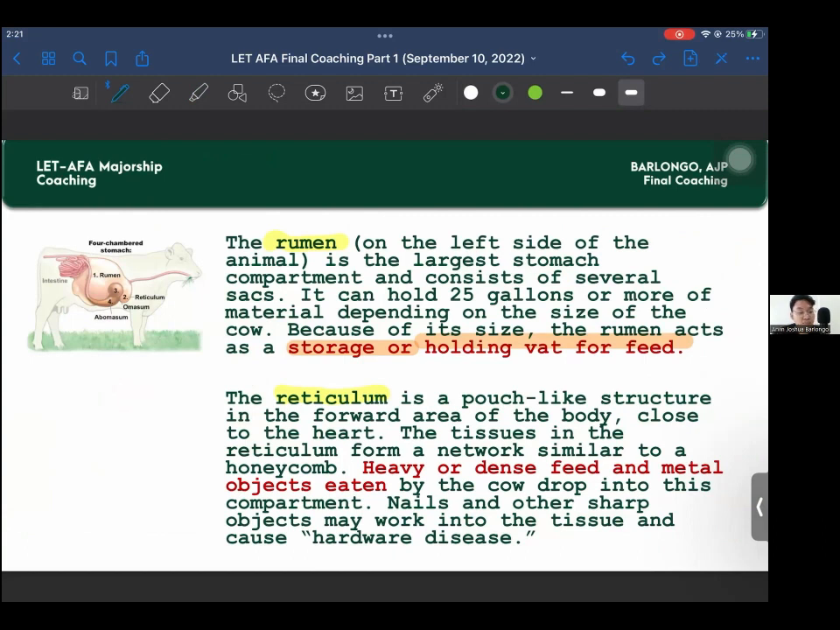So heavy or dense feed and metal objects eaten by the cow drop into this compartment. Syempre ang mga hayop naman, wala silang rational thinking, di ba? So, pwede sila makakain ng mga foreign objects such as nails. Doon pupunta sa reticulum yung mga foreign objects that are being ingested by our ruminants. So again, yung rumen, it is the largest, ginagamit sa storage. Ang reticulum naman, ang itsura niya is parang honeycomb, tapos doon napupunta ang mga dense feed tsaka metal objects being eaten.